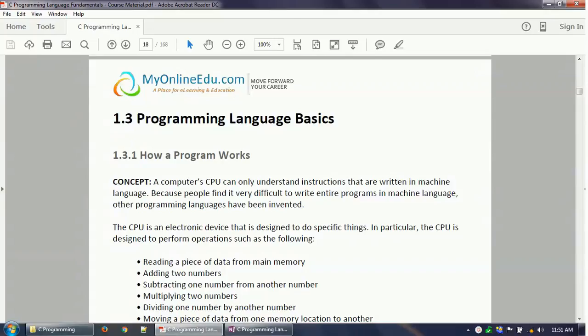www.MyOnlineEdu.com's video tutorial. In this video tutorial, we'll see the basics of programming language. So before coming into the details of C programming, we'll see the basics of a particular programming language in general, how a program works.